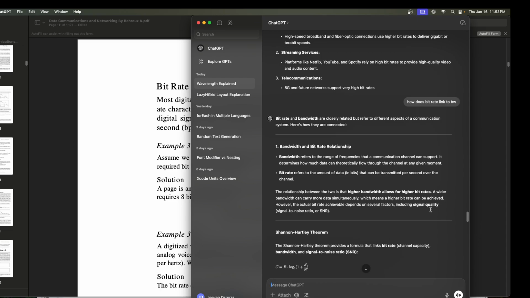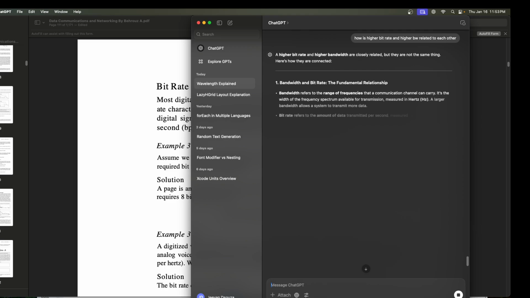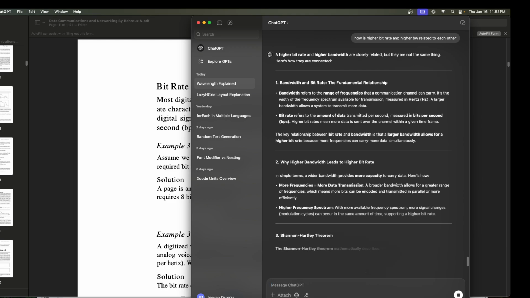How is a higher bandwidth allowing a higher bitrate? How are higher bandwidth and higher bitrate related to each other? They are closely related, but they are not the same thing.